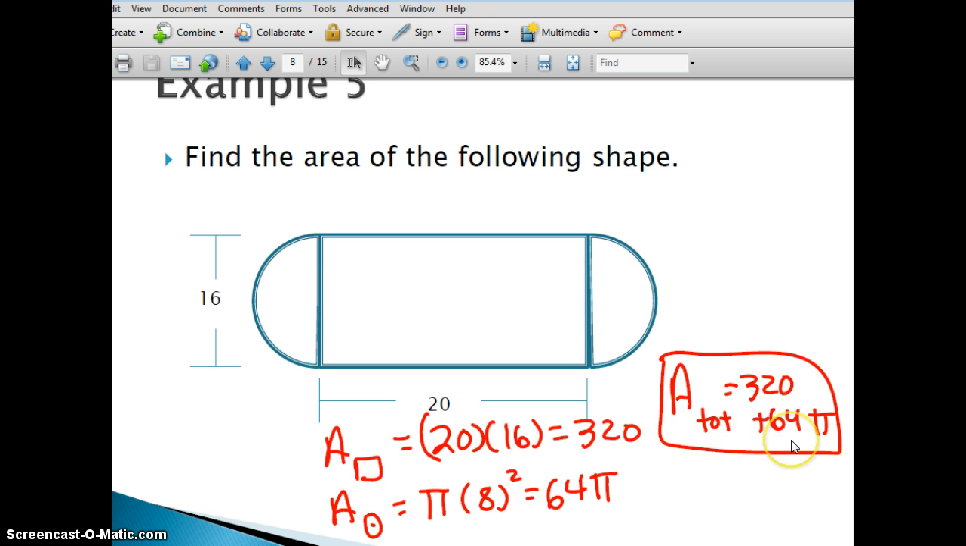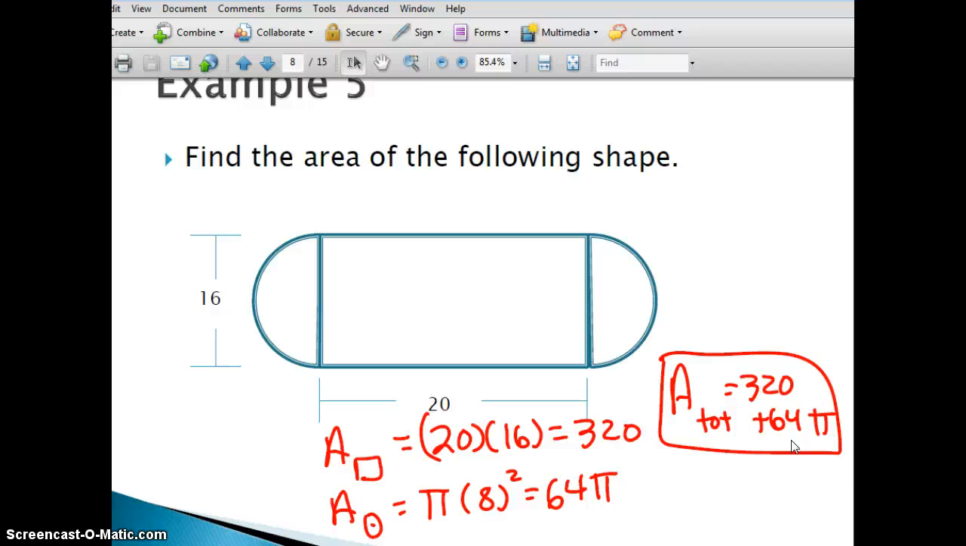320 plus 64 pi. It is not 384 pi. 320 and 64 pi are not like terms. You cannot put them together. Make sure of that. You do not want to put those together because they don't both have pi's. If they did, that'd be perfectly acceptable, but they don't.